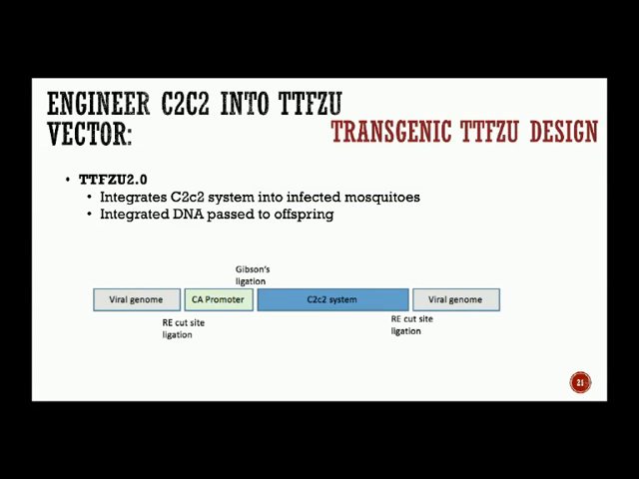Step 4. Engineering the C2C2 system into the TTFCU vector. We need to insert our Zika attacking system into our viral vector, TTFCU, which will ultimately integrate the system into mosquitoes. From now on, the native integrated virus will be referred to as TTFCU, while our transgenic virus will be referred to as TTFCU 2.0. TTFCU 2.0 will contain the C2C2 CRISPR system, which will cleave the sfRNA of Zika virus and will be heritable when integrated into the mosquito host genome.